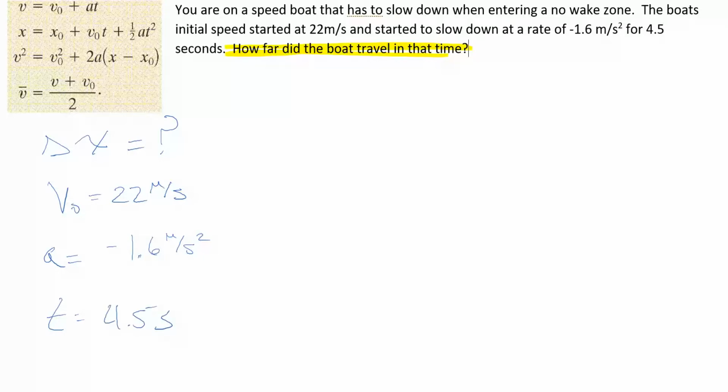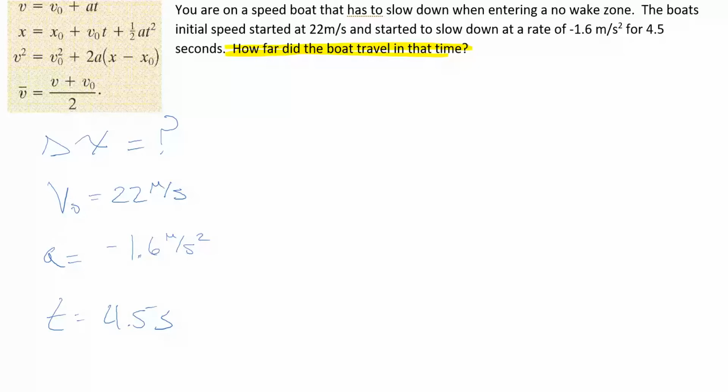So I am looking for a change in position. I have initial velocity, acceleration, and time. Which of my four equations up here would work for these variables provided? Well, the second one looks like it's going to work perfectly.